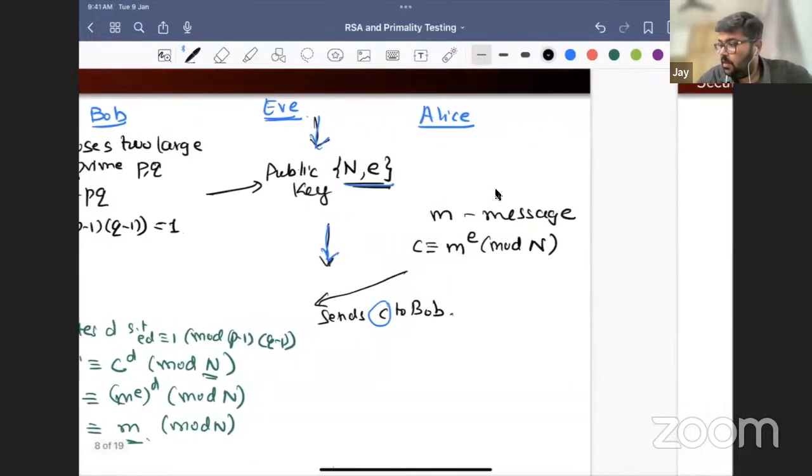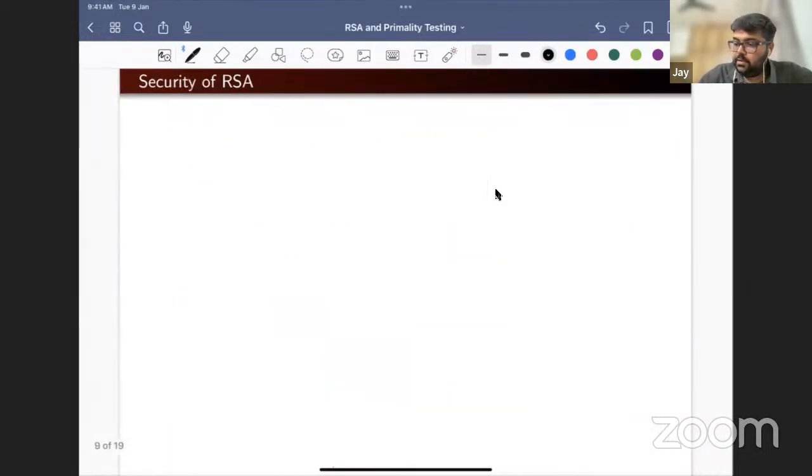Now coming to the security of RSA. So how does one compute the inverse?